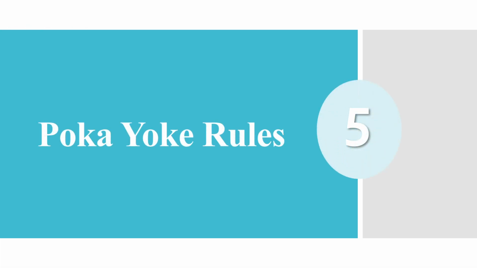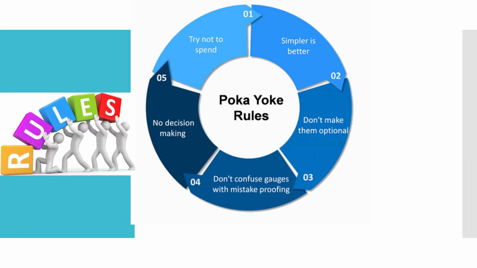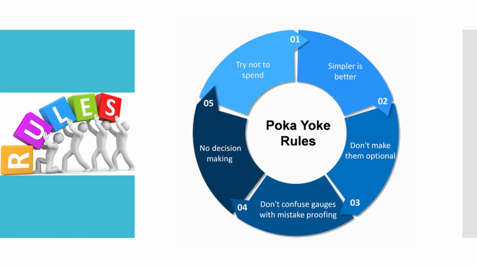Now we are going to study what are the Poka Yoke rules. Basically, it is found that there are 5 simple rules of Poka Yoke. When we are implementing or designing Poka Yoke, we have to keep certain things in our mind. For example, the first rule of Poka Yoke is simpler is better. It means that whatever equipment we are designing or whatever changes we are doing, it should be very simple so that it will be easily accessible and easily adaptable to everyone in the workplace.